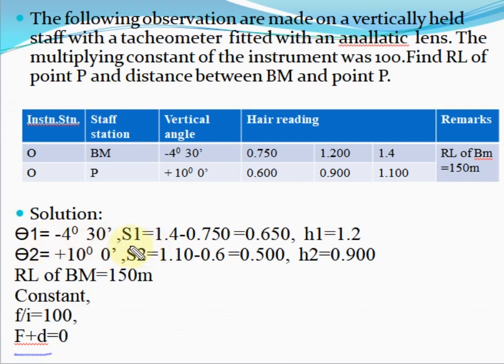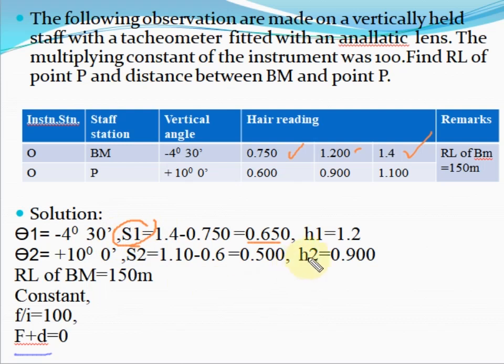Staff intercept: how can you find the staff intercept? S1 is the top reading minus the bottom reading. This is the top reading, this is the central reading, and this is the bottom reading. The top reading is the highest and this is the lowest. So 1.4 minus 0.750, and we get the staff intercept S1.